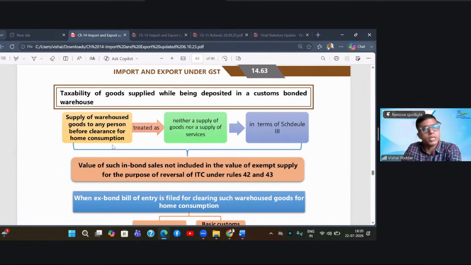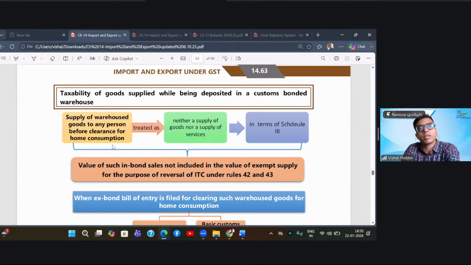So your goods landed at the Bombay port. From there, you got the goods deposited in a customs bonded warehouse, which may be within your city limits. Still, as per customs law, there is no consumption, there is no clearance, and hence the customs duty is deferred.